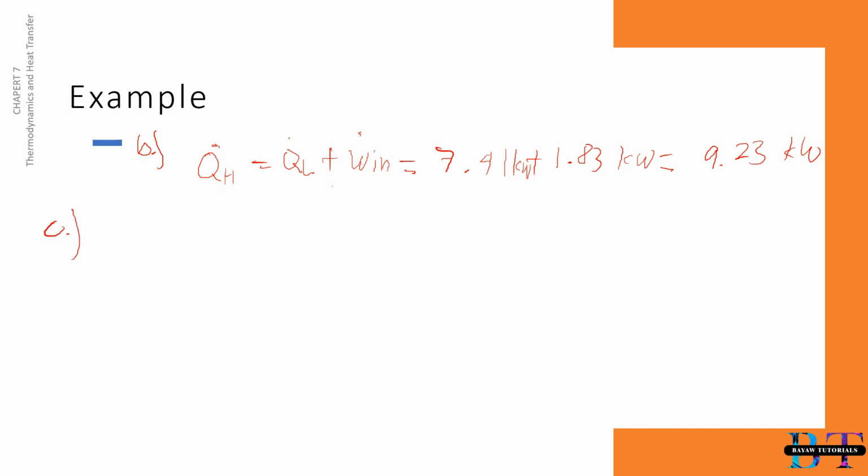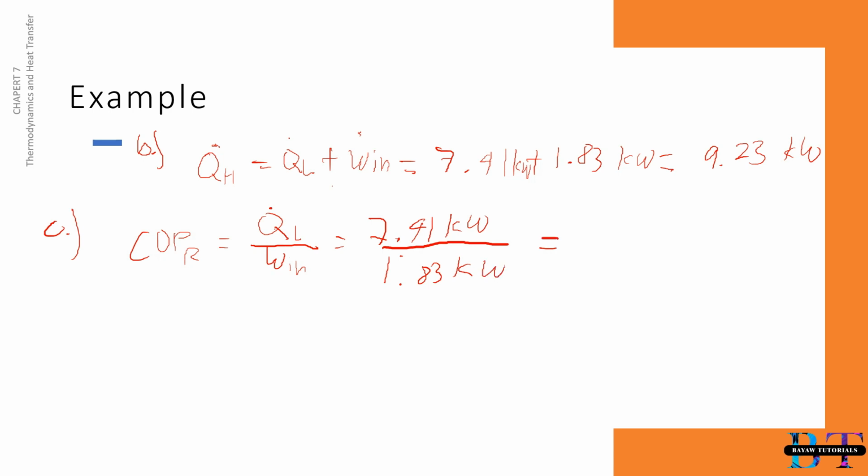So for letter C, the COP of the refrigerator is determined from its definition. The coefficient of performance of the refrigerator, COP_R, is equal to Q sub L over work in, which is equal to 7.41 kilowatts over 1.83 kilowatts. Cancelling the kilowatts, our COP is equal to 4.06. That is our COP.